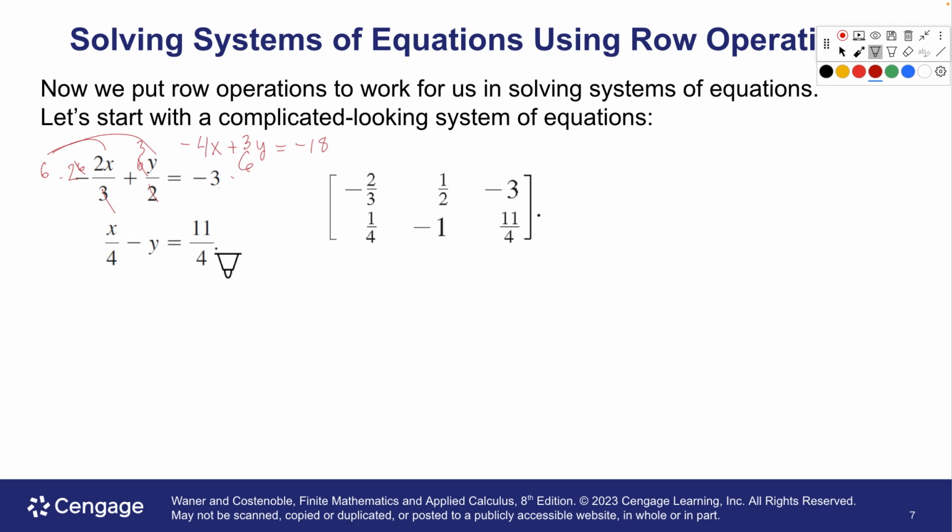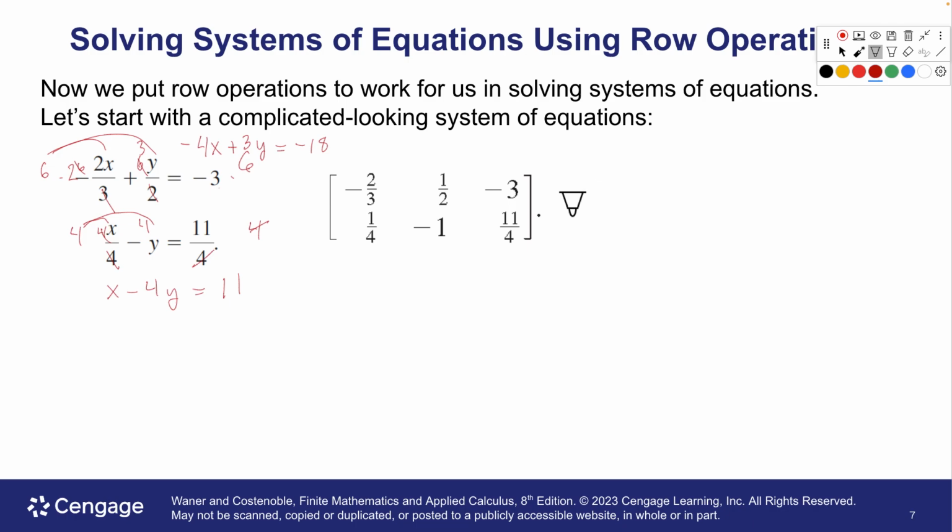Same thing down here. Fractions are sometimes more difficult to work with, so we would multiply both sides of this by 4. Again, the 4 would distribute to both of these. 4 divided by 4 is 1. We get a 4 here, so we're going to get x minus 4y. 4 divided by 4 is 1, that equals 11. So that would be our other equation.